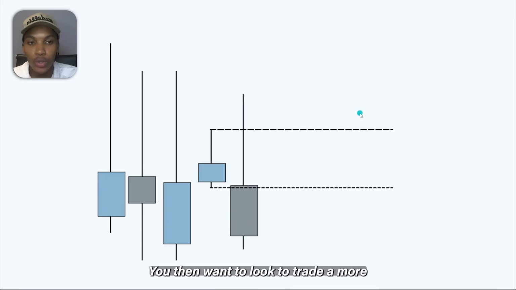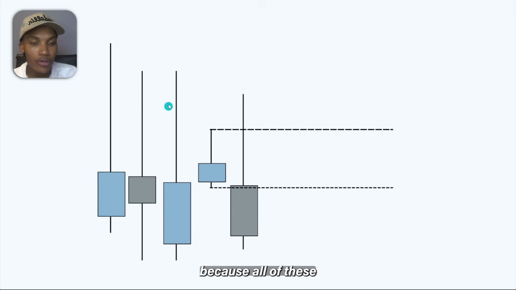Very well done. You then want to look to trade more of a CRT because all of these are rejection candles with not a lot of momentum. It's more so indecisive. And within this movement, you're looking to trade a reversal of either end. So as you can see, if price goes above here, you're looking to trade the movement to the downside.